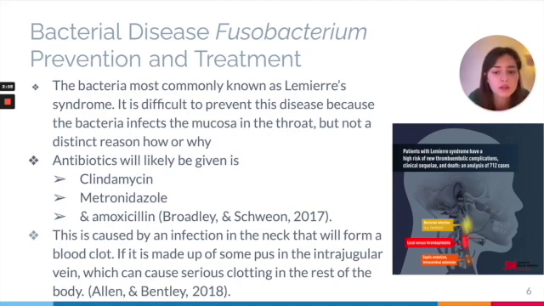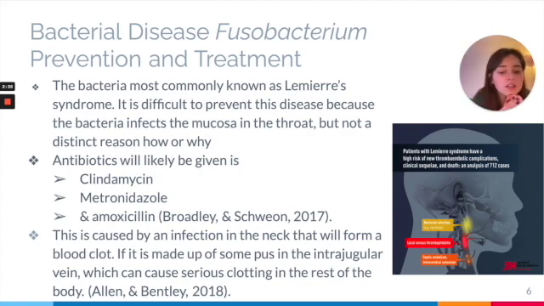Antibiotics usually given are clindamycin, metronidazole, and amoxicillin, so antibacterial medication. This is caused by an infection in the neck that will form a blood clot. If it's not taken care of properly, it is made up of some pus in the internal jugular vein, which causes serious clotting in the rest of the body.